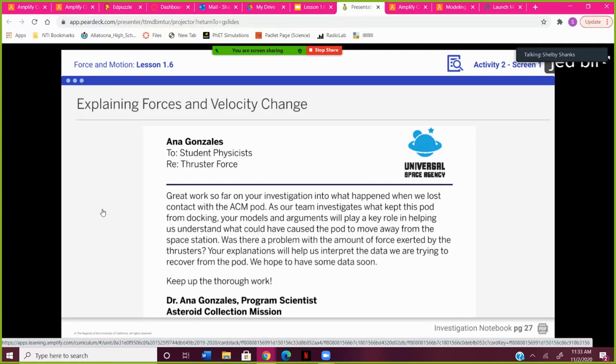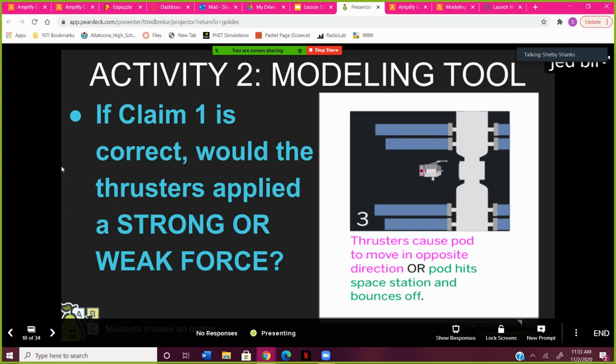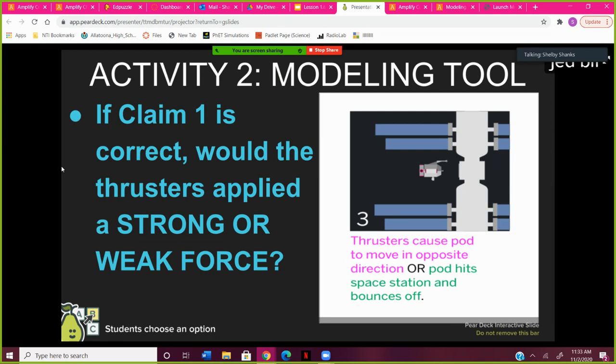All right. Make sure you get that finished up. I have a question for you here in Pear Deck. If claim 1 is correct, would the thrusters apply a stronger force or a weaker force?